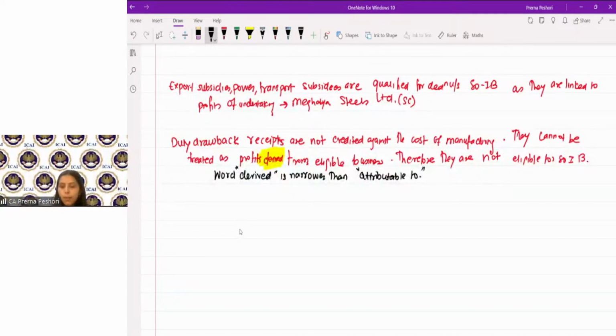So therefore, duty drawback receipts will not be allowed as deduction. Okay? So therefore, this will not be allowed. This is Orchid Pharma. You can write down the Orchid Pharma decision.